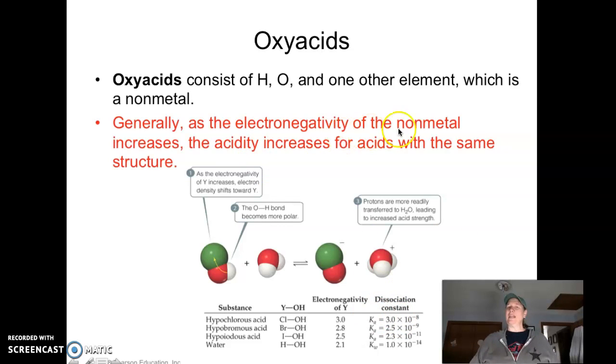Generally, as the electronegativity of the nonmetal increases, and again, that's on a chart, the acidity of the acids increases. So here you have hypochlorite.